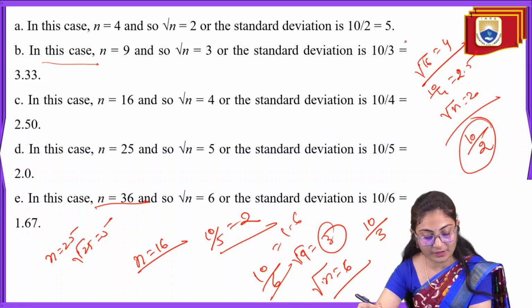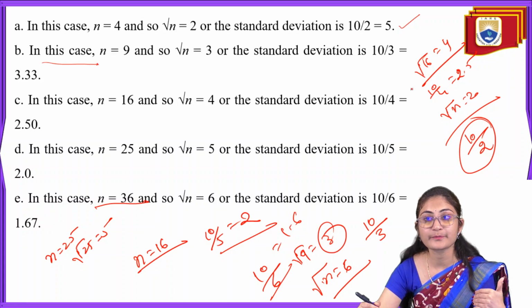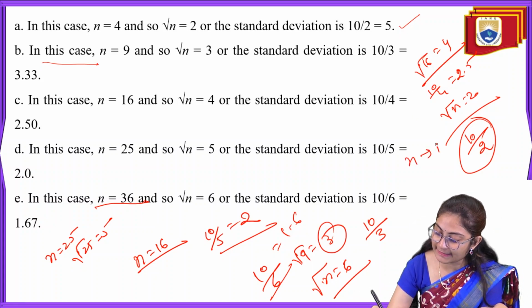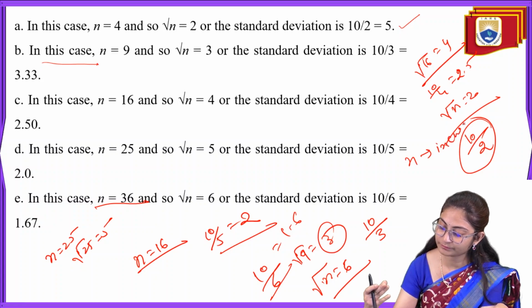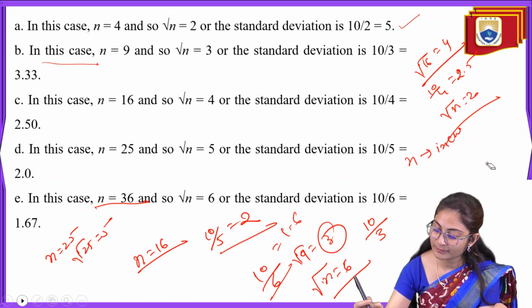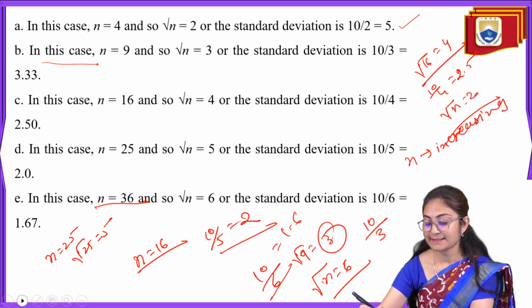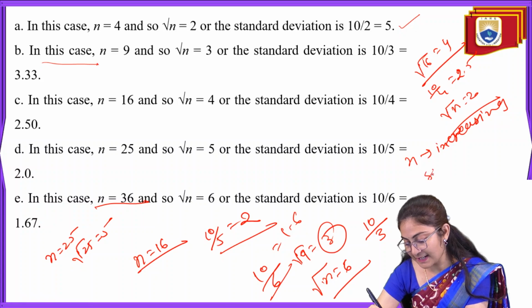So here you can observe that the standard deviation is decreasing as n is increasing. Sample size is increasing, but standard deviation is decreasing.